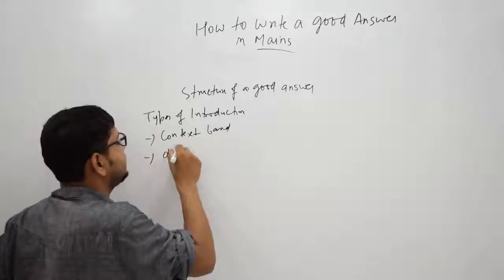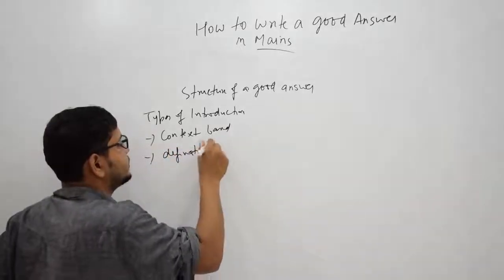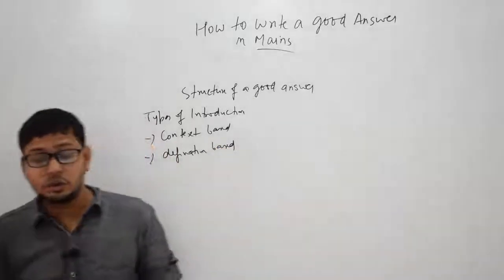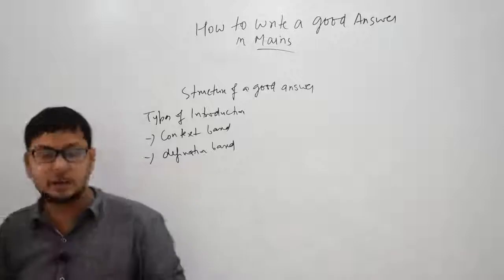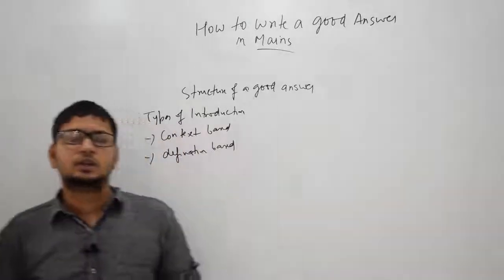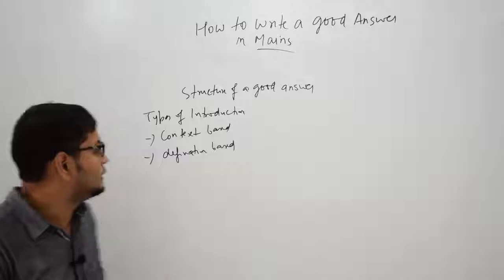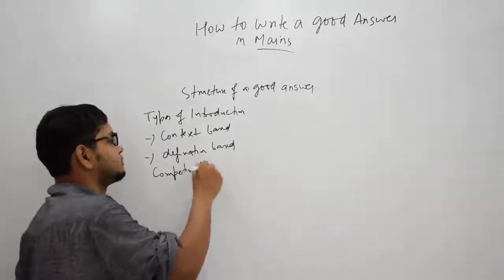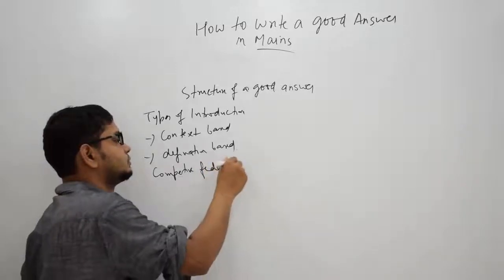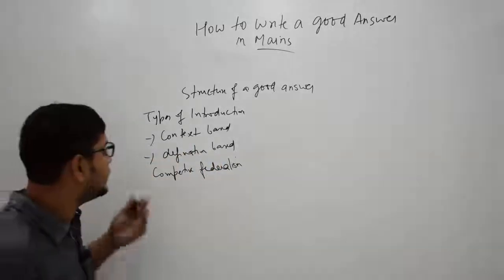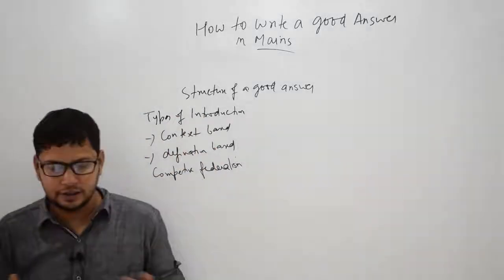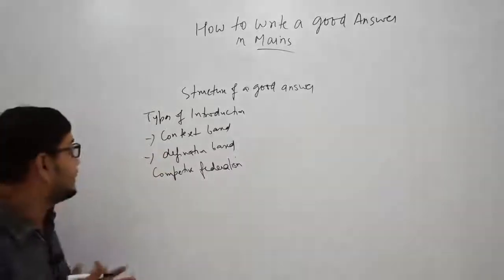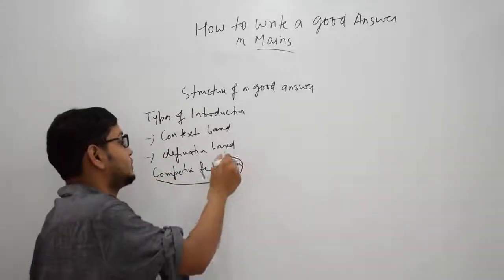Next is definition based. Suppose a question is asked: do you think competitive federalism is working in India? Discuss. In this you can start by defining what competitive federalism is in the introduction part. And after defining, you can come to the main body and explain whether you think it's working or not, and the solution and everything. You can start with defining the concept itself.